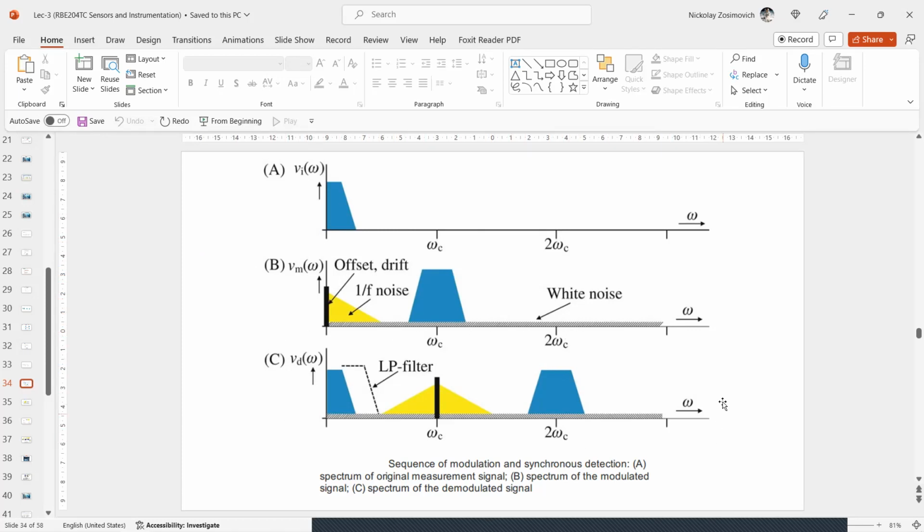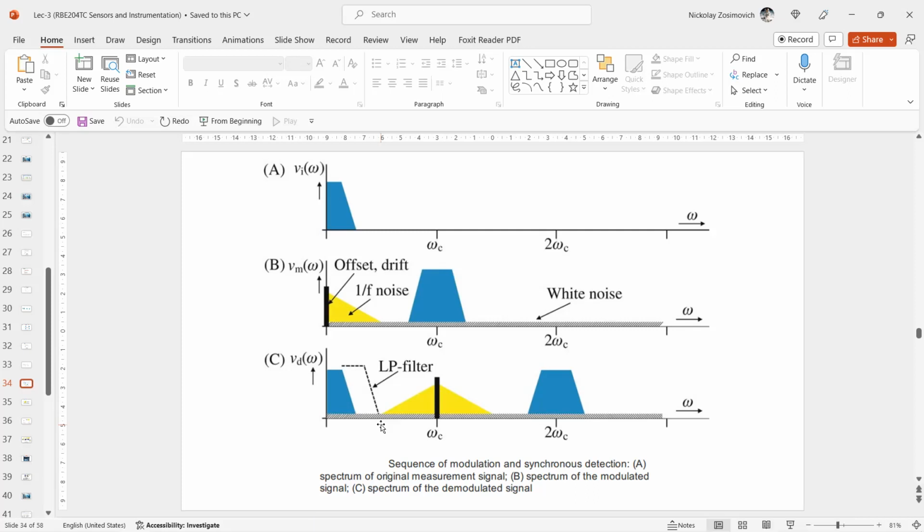And the bottom figure shows the spectrum of the demodulated signal. By multiplication with the synchronous signal, all frequency components are converted to a new position. The spectrum of the amplified measurement signal falls back to its original position. And the LF error signals are converted to a higher frequency range. Simply shifted to the right side, right? A low-pass filter removes all components with frequencies higher than that of the original band.